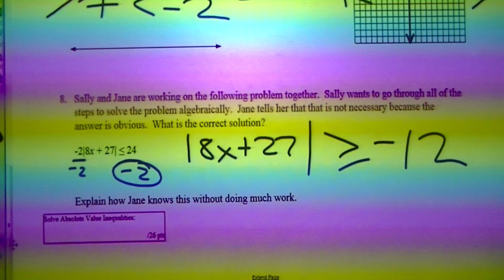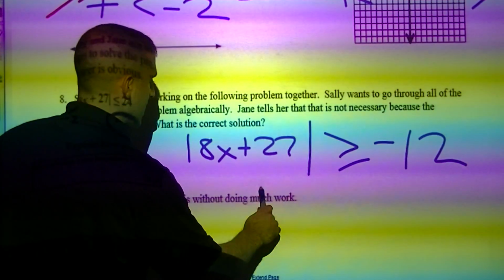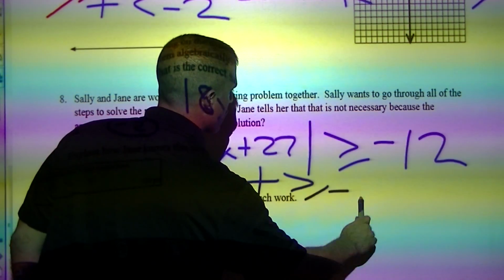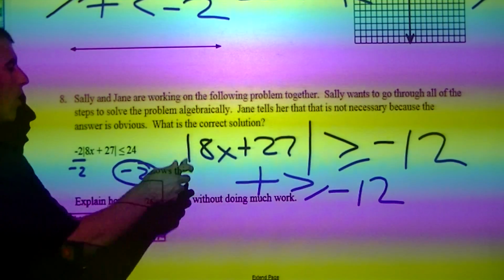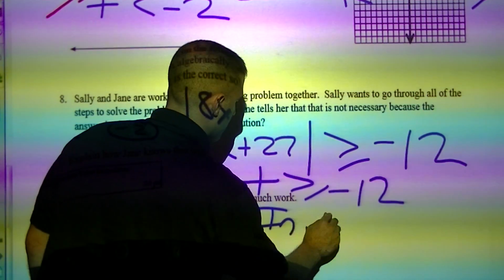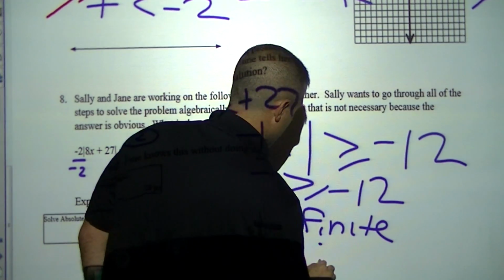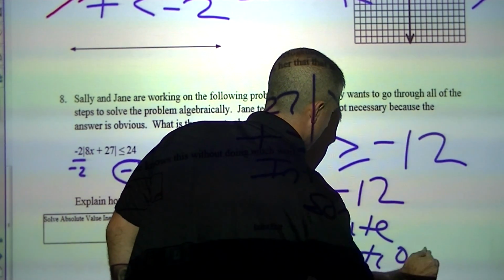Now, you got to ask yourself, we got a negative number. Can a positive number ever be greater than a -12? Always. So this is infinite solutions. Infinite solutions, or all solutions. Okay?